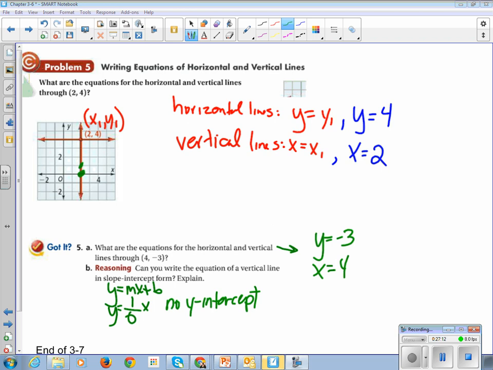I also have an undefined slope because we divide by 0. When your run is 0, you divide by 0, and everybody knows that dividing by 0 is what's going to cause a zombie apocalypse. The world is going to end. So we cannot divide by 0. It's against the math laws. So because we have an undefined slope and no y-intercept, our slope-intercept form completely falls apart when we try to apply it to a vertical line.